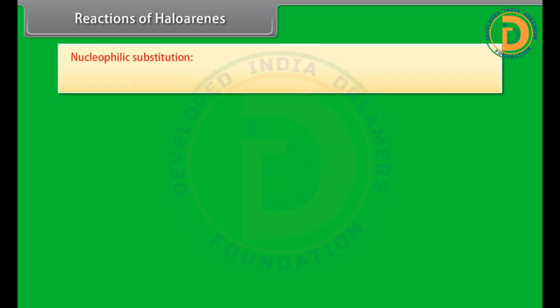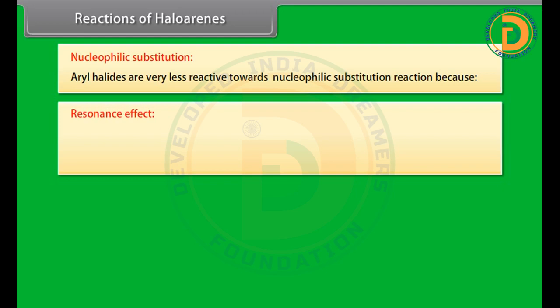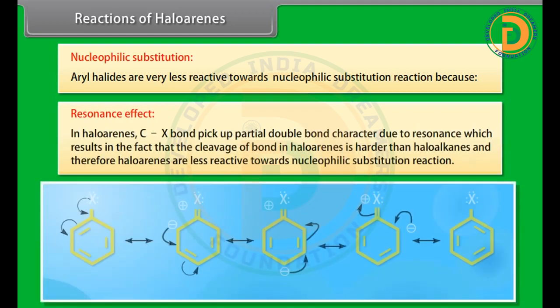Reactions of haloarenes. Nucleophilic substitution. Aryl halides are much less reactive towards nucleophilic substitution reactions because of the resonance effect. In haloarenes, the C-X bond picks up partial double bond character due to resonance, which results in the cleavage of the bond in haloarenes being harder than in haloalkanes, and therefore haloarenes are less reactive towards nucleophilic substitution reactions.